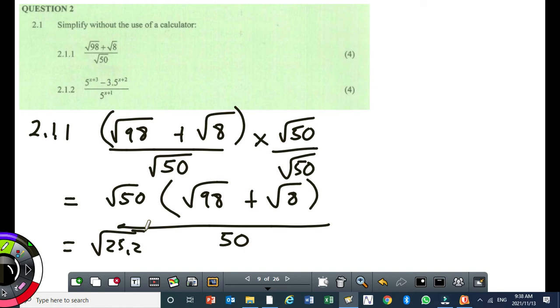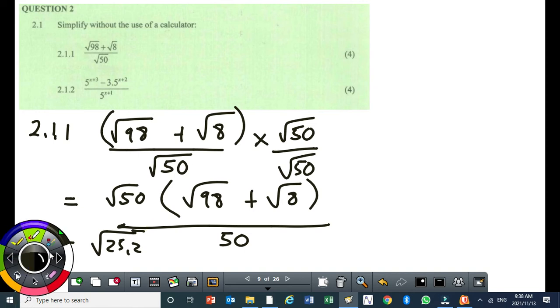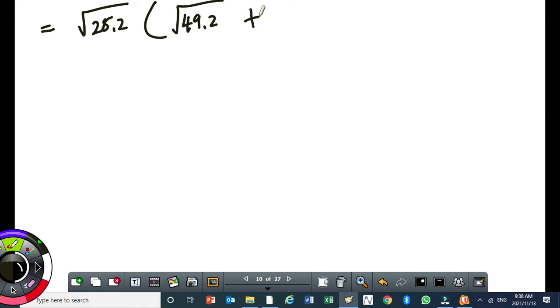Okay, let me do this on the next page so it will be clear. Okay? This is the next page. So this will be equal to the square root of 25 times 2 multiplied by, now, square root of 98 can also be written as a product of a perfect square and a prime number. So that will be 49 times 2 plus. Now the 8 is very easy. That will be the square root of 4 times 2. This is all over 50.